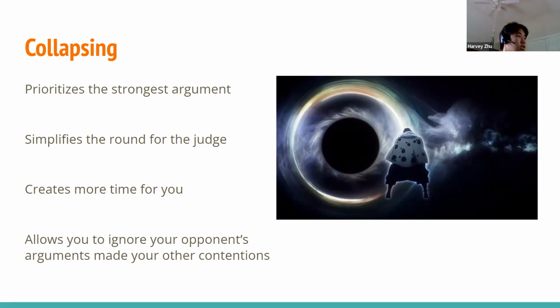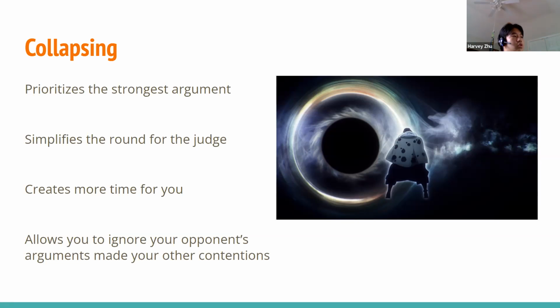And of course, this is just easier to extend and easier to collapse to because you can easily weigh it. But obviously, there are plenty of ways you can weigh any kind of argument. So those are the three types of strongest arguments that I would categorize them as. And collapsing is basically just collapsing to that one argument or extending that one argument and only going for that one argument. It's really weird to think about when I first learned about it because you're kind of giving up your other arguments, but it really does help in terms of simplifying the round for the judge.